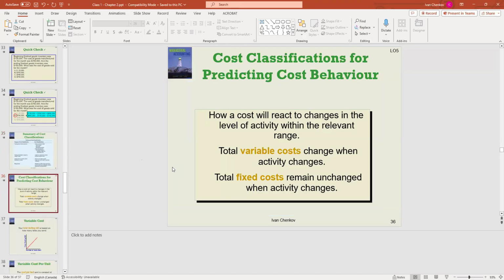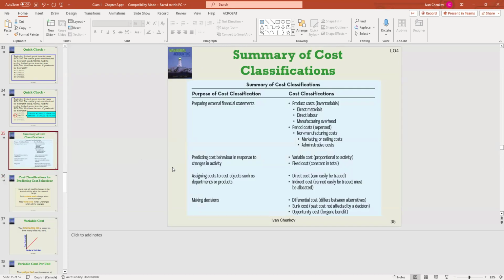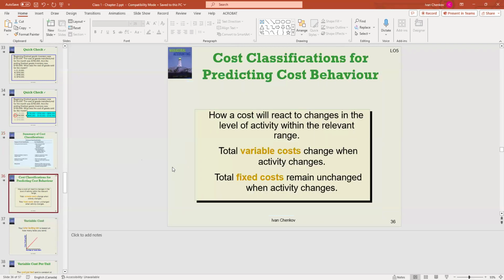Let's move now to the next classification on our chart. The first classification, based on the external financial statements, we already did. Let's move to the second one, based on how the costs behave. Chapter 3 is going to cover how the costs behave again.